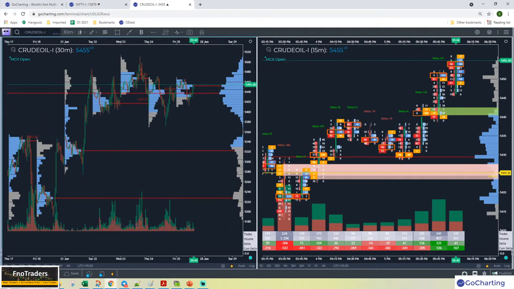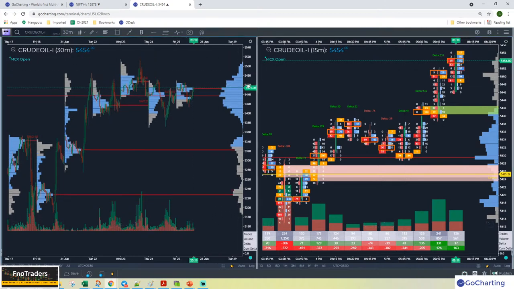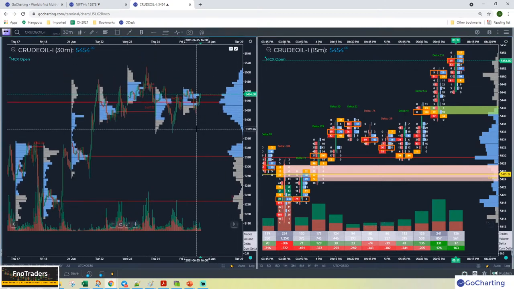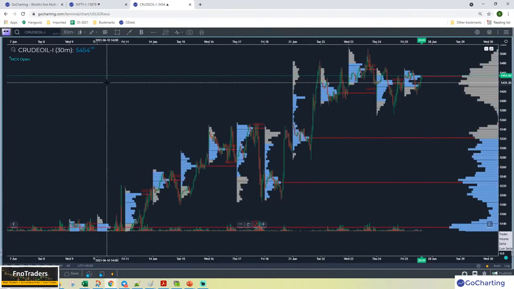So this is the crude oil chart for the volume profile, and this is the footprint chart, or the order flow chart, on crude oil. This is MCX crude, by the way. Before this, we'll go with a quick recap and plan of what crude oil is, where it is from a larger to short-term point of view. That will help you analyze how I see it.